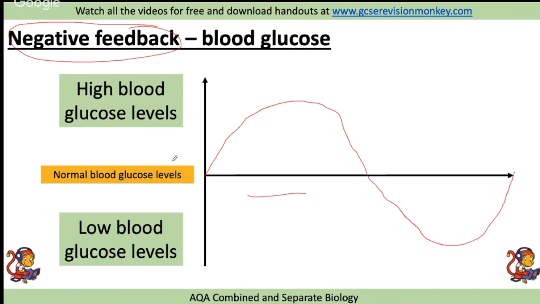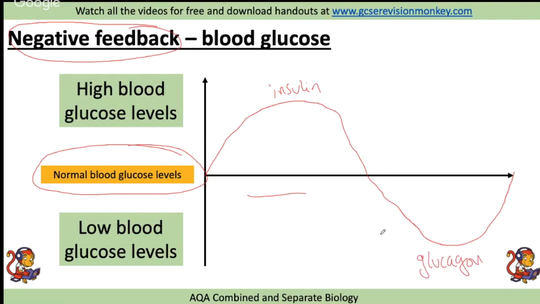So it's very difficult to keep, for example, your blood glucose levels exactly normal all of the time. So it will go a little bit high, and then the hormone insulin will bring it back down again, but it then might go a little bit low. And another hormone that you need to be aware of is glucagon, which will then cause that to rise again. They could well say to you, give an example of a negative feedback cycle in the body. So if you want to remember one, you could remember the insulin and glucagon one.